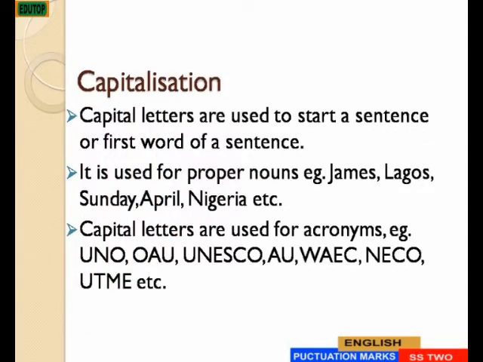Capitalization. Capital letters are used to start a sentence, the first word of a sentence. So when you are starting a sentence, the first word that starts the sentence will be written in capital letter. It is also used for proper nouns, e.g. James, Lagos, Sunday, April, Nigeria, and so on. Capital letters are used for acronyms. Examples: UNO, OAU, UNESCO, AU, WAEC, NECO, UTME, and so on.